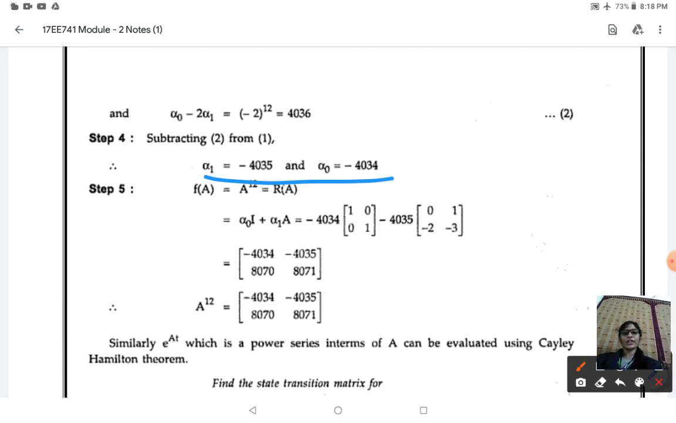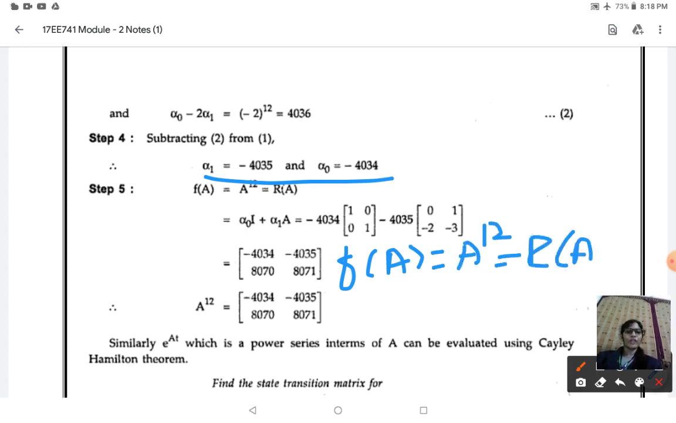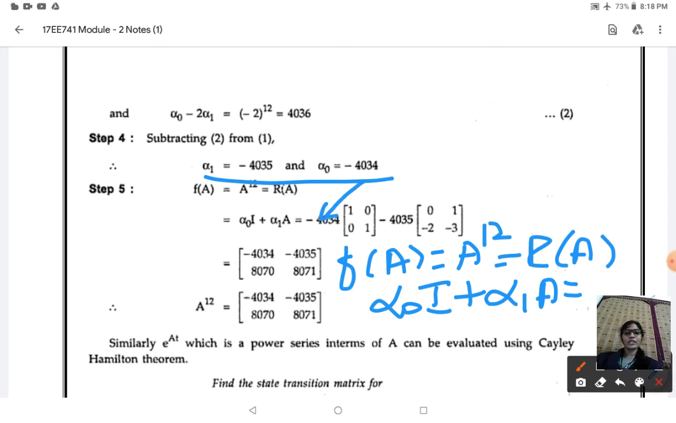Later you need to identify the function f of A. F of A is equal to A to the power of 12, which is nothing but r of A, which we can write as alpha naught I plus alpha 1 A. What is the value of alpha naught? Alpha naught is 4034. I is nothing but your identity matrix, whose order is equal to the order of the matrix A. Then alpha 1 A. So from this it is identified, the A to the power of 12. So this is how you need to identify your state transition matrix for the Cayley-Hamilton method.